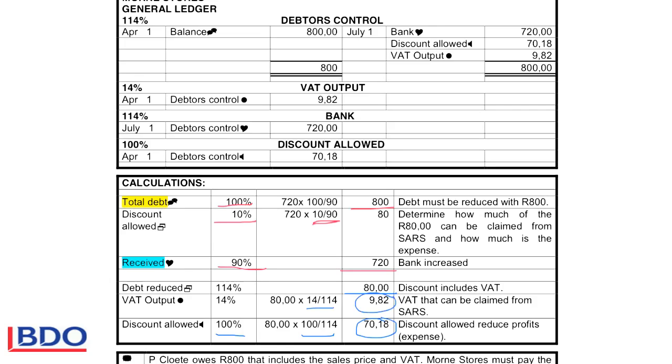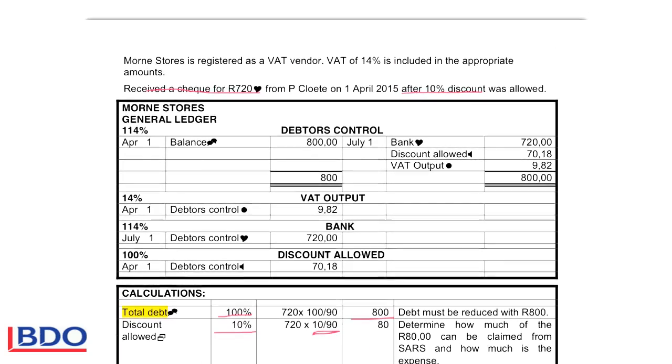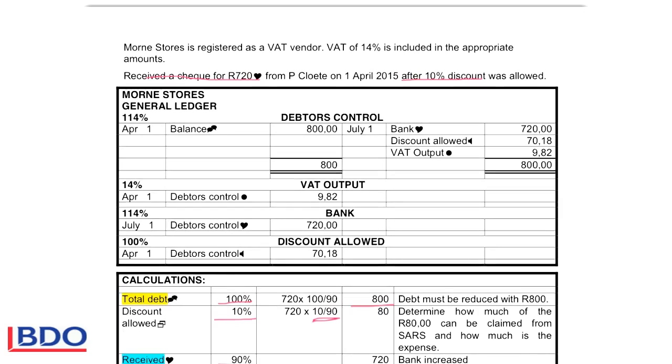So it's very important to determine how you have to do the calculation for the discount. They can either give you the amount received or they can give you the total debt. If we include these figures in the ledger now, we determine that the total amount that's outstanding is 800 rand. The bank, we only received 720.